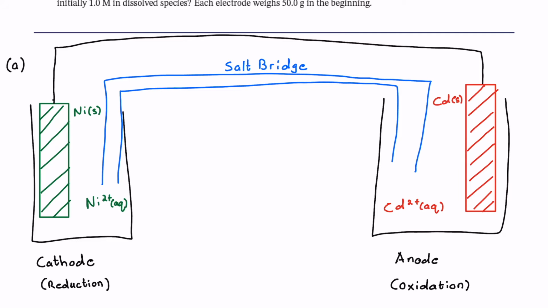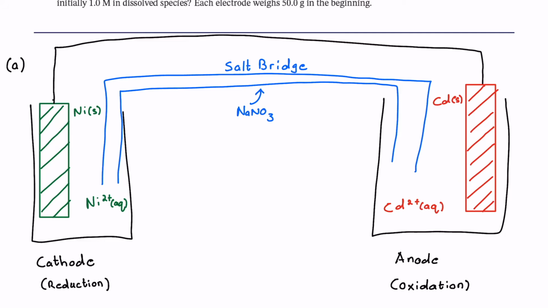Alright, and in our salt bridge we need some sort of electrolyte, something that's going to help conduct and complete the circuit, and also create the charge balance that we need as the reaction proceeds. So let's place here sodium nitrate. I mean, you can use potassium nitrate, whatever you want to put. So just put sodium nitrate in the salt bridge as our electrolyte.